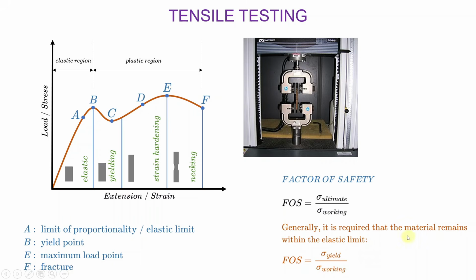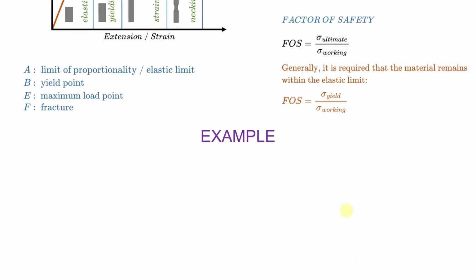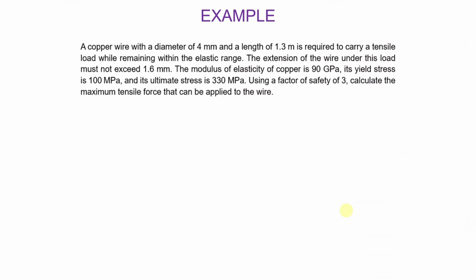So when you're reading a question, if they tell you that they want you to remain within the elastic limit, when you're looking for the factor of safety, use the equation yield stress over working stress. Only use this equation with the ultimate stress if in your question they gave you the ultimate stress and they did not speak of a concern to want to remain within the elastic limit. Very important. Okay, so let us look at this example here.